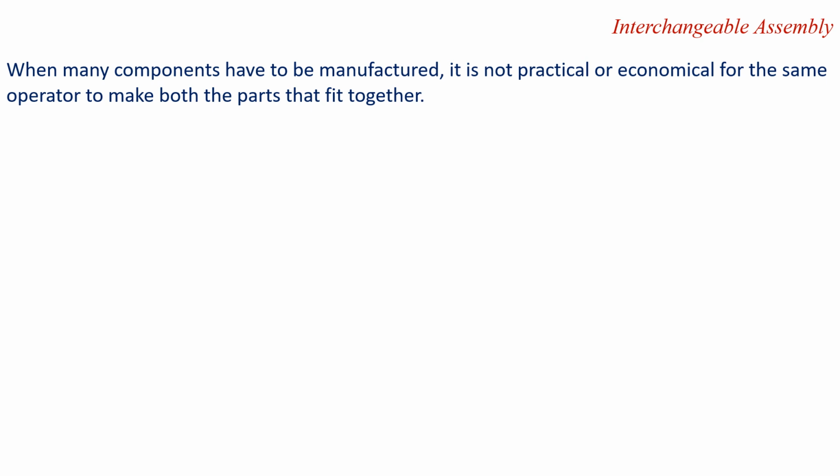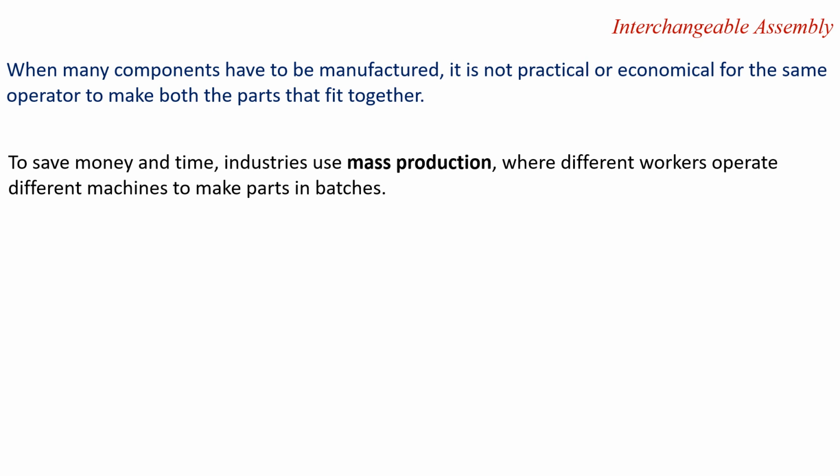When many components have to be manufactured, it is not practical or economical for the same operator to make both the parts that fit together. In general, for mass production, components of a part are manufactured by different operators and different machines. To save money and time, industries use mass production where different workers operate different machines to make the parts in batches.